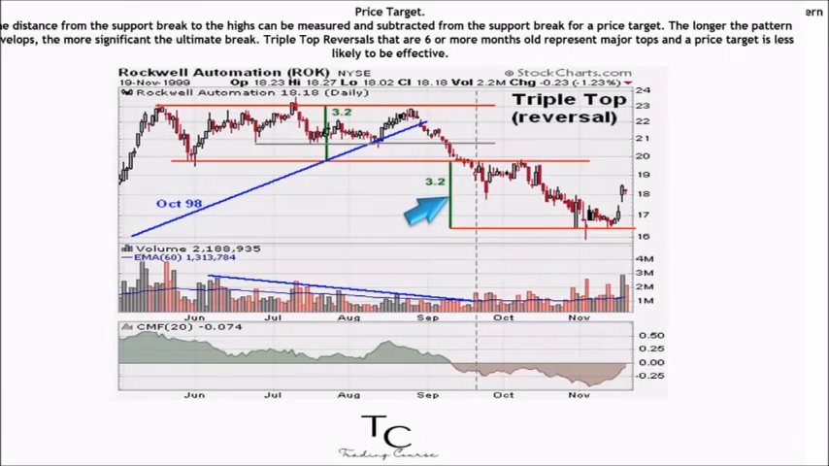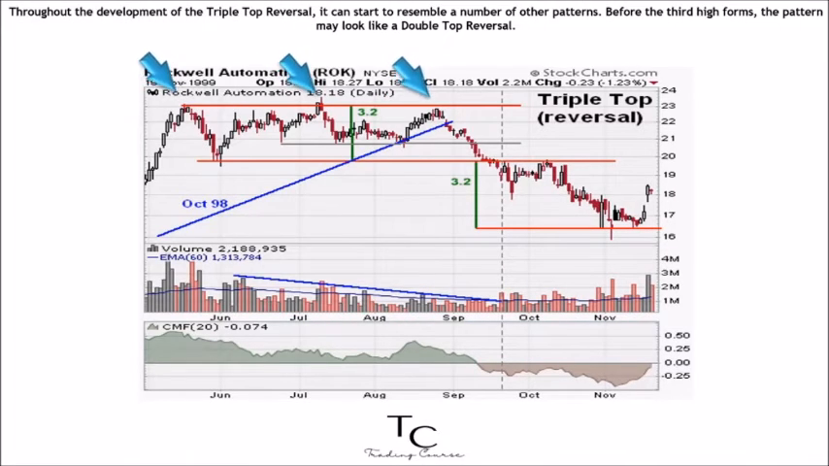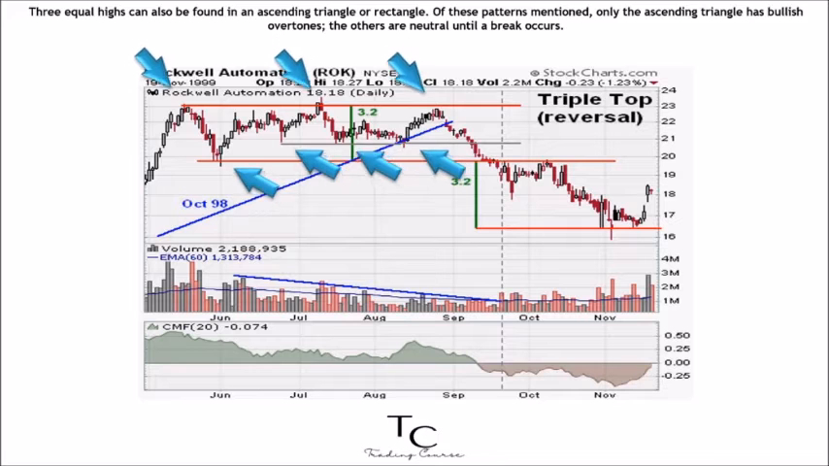Throughout the development of the triple top reversal, it can start to resemble a number of other patterns. Before the third high forms, the pattern may look like a double top reversal. 3 equal highs can also be found in an ascending triangle or rectangle. Of these patterns mentioned, only the ascending triangle has bullish overtones, the others are neutral until a break occurs.